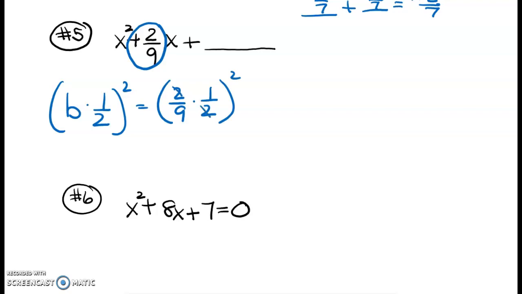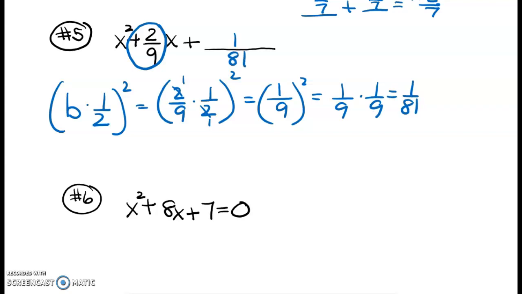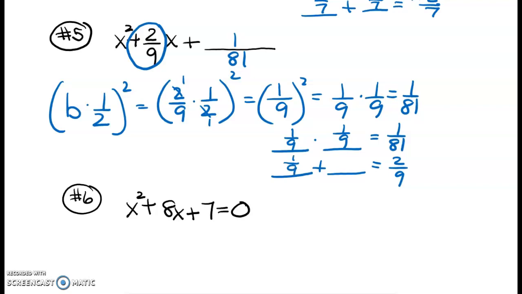I know when I reduce the 2's, I get a 1. And when I multiply across, I get a 1/9. When I square that, I get 1/9 times 1/9 equals 1/81. So how do I factor that? Again, I'm looking for factors of 1/81 that add to a positive 2/9. Well, I know I multiplied 1/9 and 1/9 to get 1/81. If I add them, do I get 2/9? And I do, so my factors are going to be x plus 1/9 times x plus 1/9, or x plus 1/9 squared.